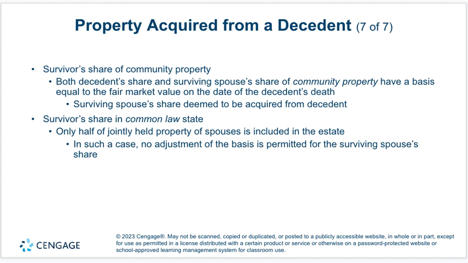As far as a survivor's share of community property, we're looking at a scenario where a group of people own property and then somebody within that group dies. Both the decedent's share and surviving spouse's share of community property have a basis equal to their fair market value on the date of the decedent's death. The surviving spouse's share is deemed to be acquired from the decedent. If we're in a common law state, only half of jointly held property of spouses is included in the estate, and so in that case, there's no adjustment of the basis permitted for the surviving spouse's share.